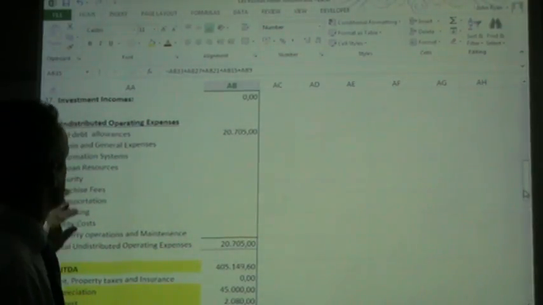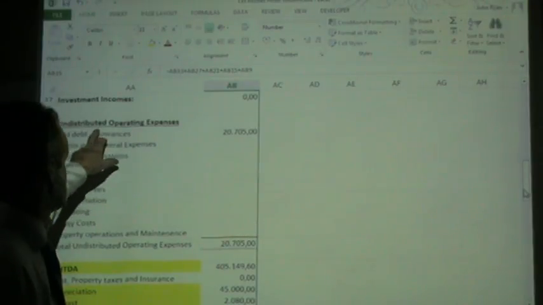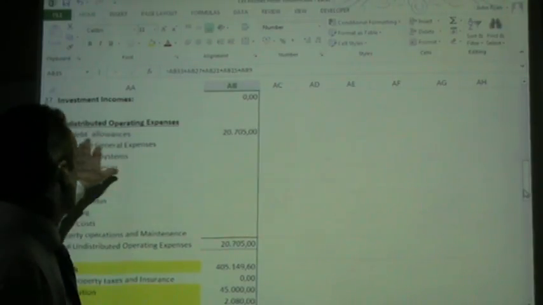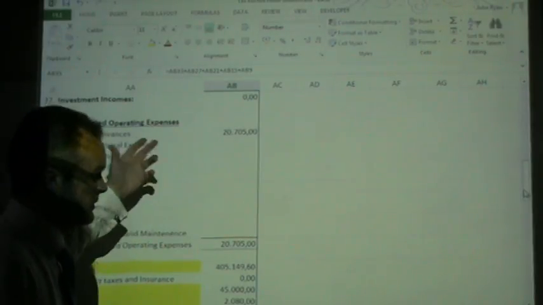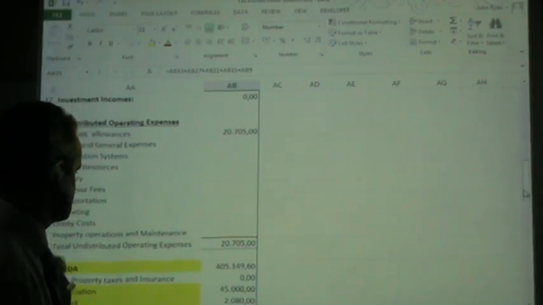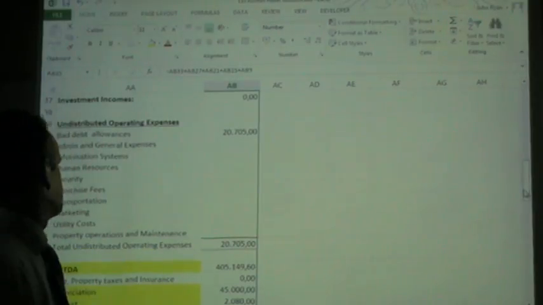Right, so here we go. So I mean, undistributed operating expenses. Right, here we go. We factor in, say, a bad debt allowance in this case. I mean, we put it here, but that's fair enough. We could have taken it from sales, but the same principle applies.